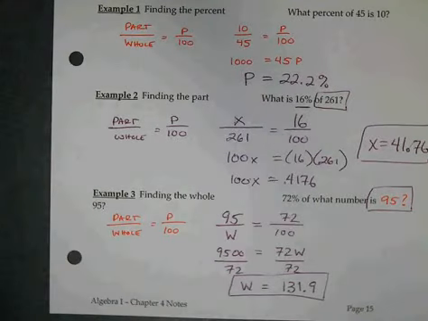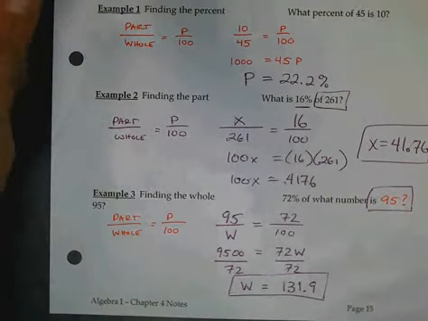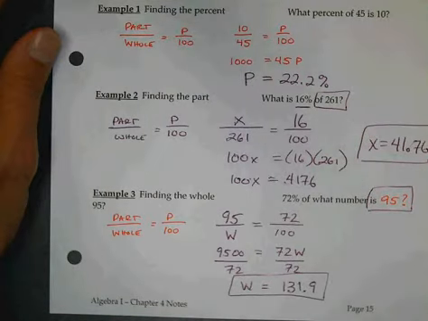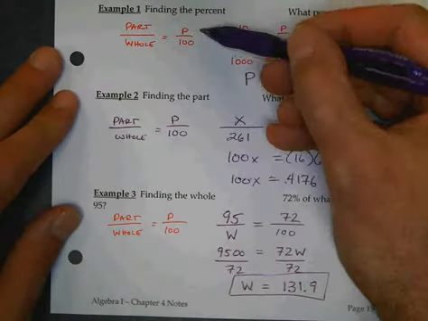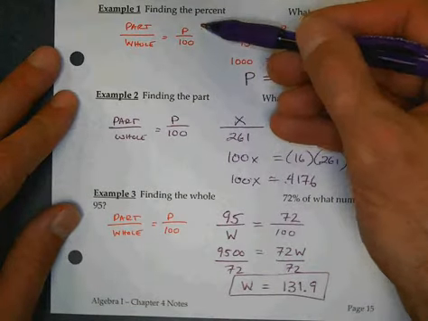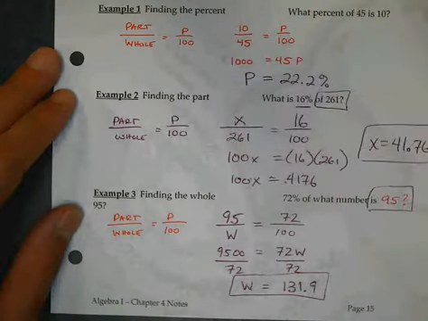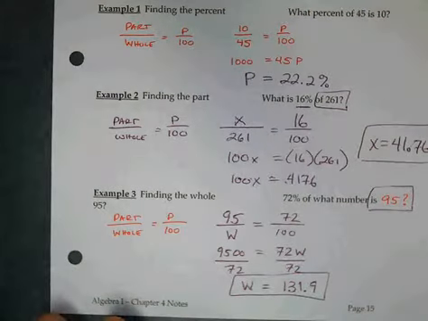Questions? Part over whole. What word associates with part? Is. What word associates with whole? Of. On each of your homework problems, I want you to write part over whole equals P over 100, then do the problem. That'll kind of hopefully get that kind of ingrained into your mind as we go there.